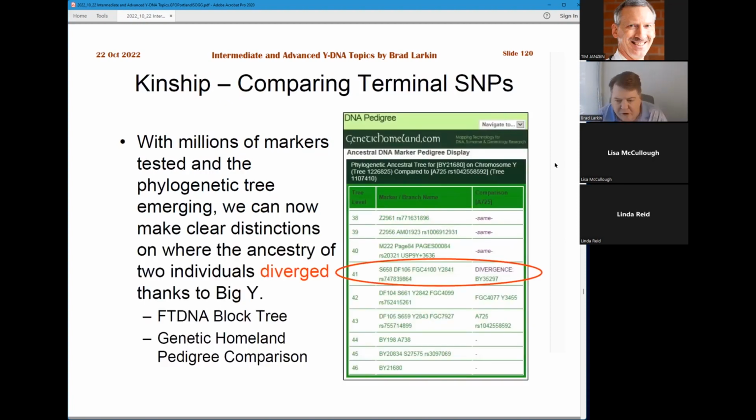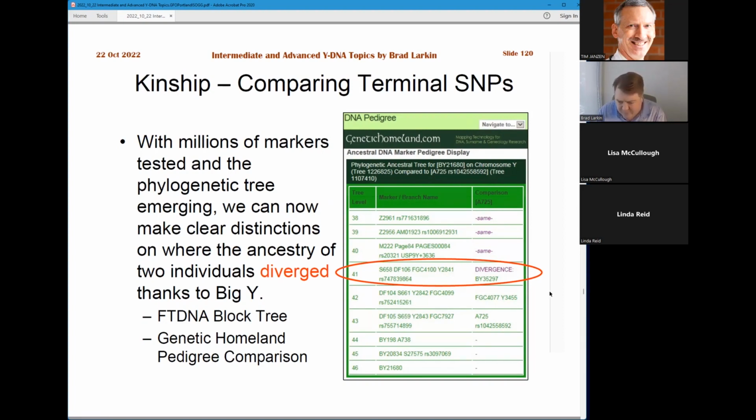Another thing you can do fairly uniquely with the DNA pedigree tool at Genetic Homeland is you can compare any two terminal SNPs from anywhere across the whole tree, and it shows you where they diverge. So when you're running a project and you have this person has one terminal SNP and this other person has another, and maybe it's just changed, and the first 4, 5, 6 you can kind of remember, but now that we're like at 50 and 60 terminal SNPs in a FTDNA project, nobody can remember that on their own. So therefore, this tool lets you just do a comparison, in this case, between BY21680 and 8725.